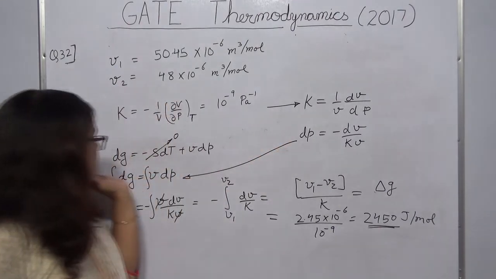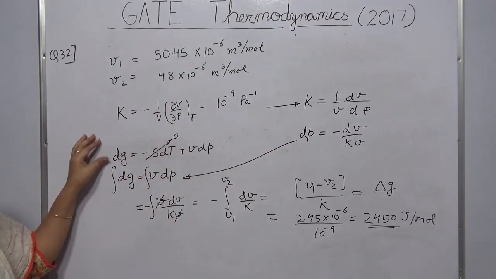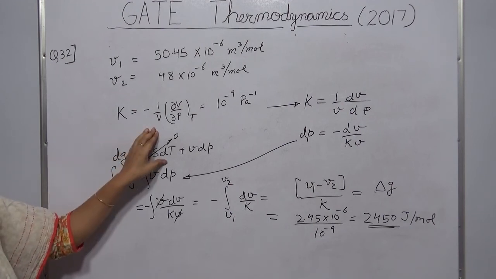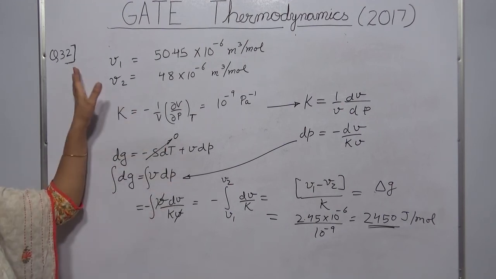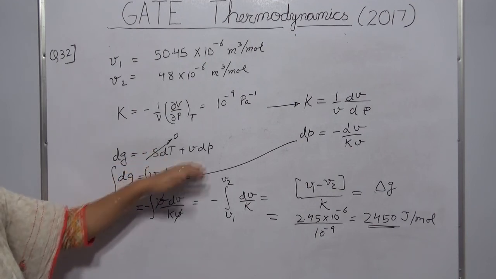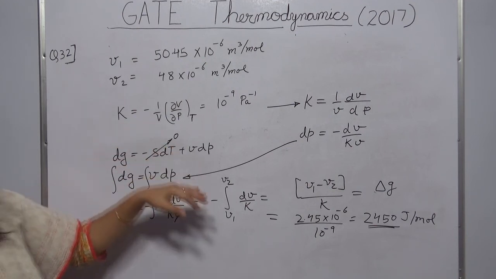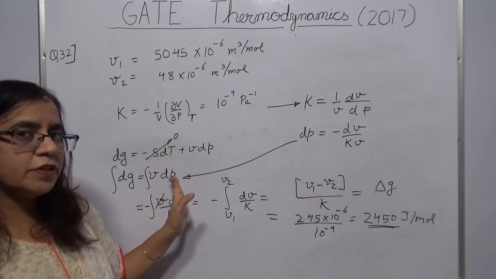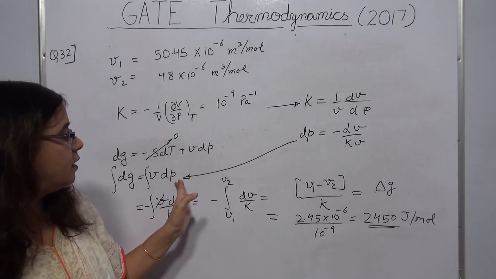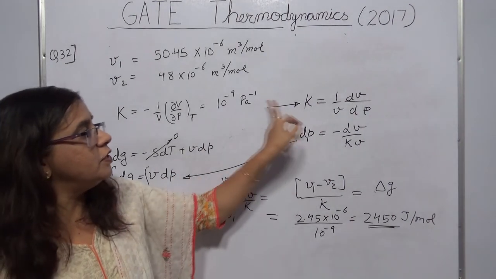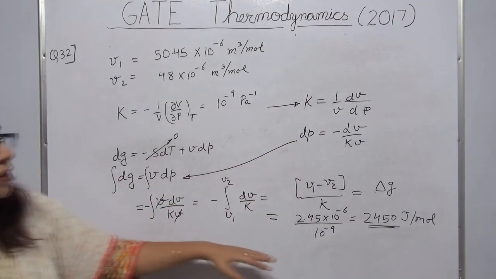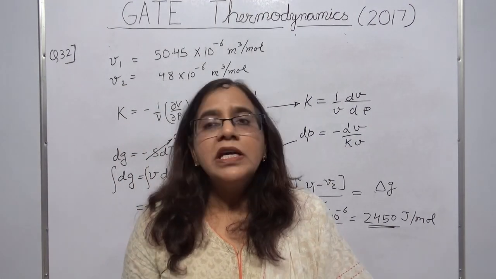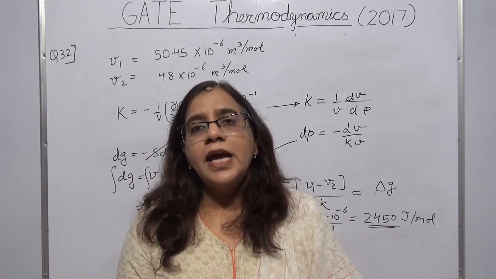Just remember that you have to find your change in molar Gibbs free energy. Write down the equation, simplify it for the given conditions, and then VdP. Because this value is given, I am changing the variable with respect to which I am integrating from dP to dV using this equation, putting it over here, integrating it, and numerically it's a very small problem. So I hope you understood.